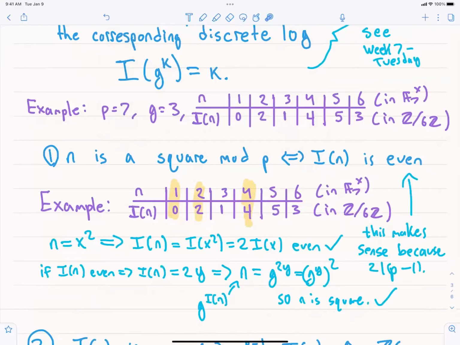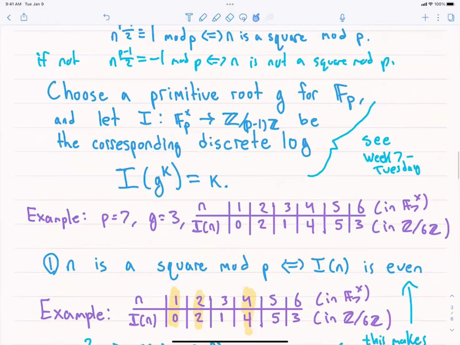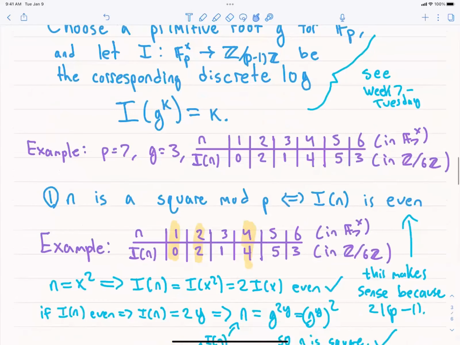Now I need to connect this to the condition I'm interested in. I wanted to show that n to the p minus 1 over 2 is congruent to 1 mod p if and only if n is a square mod p. So now I just have to show that n to the p minus 1 over 2 is congruent to 1 mod p if and only if I of n is even.